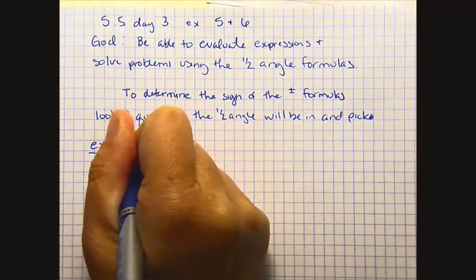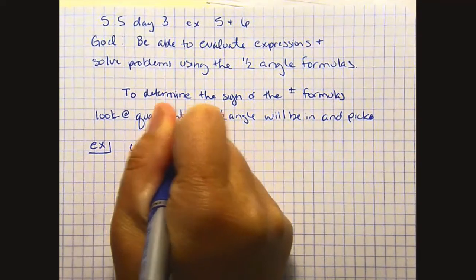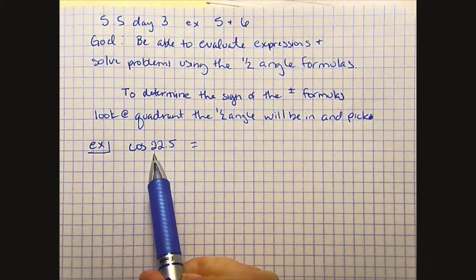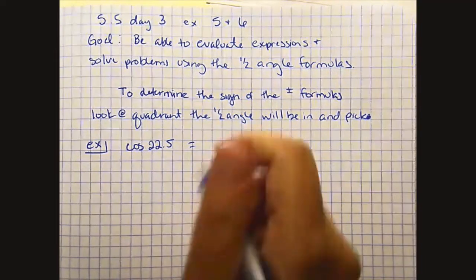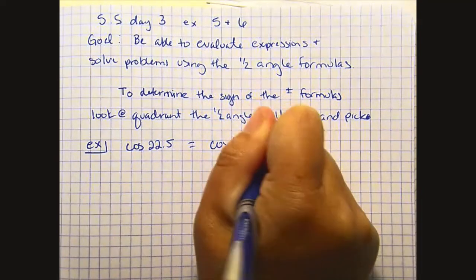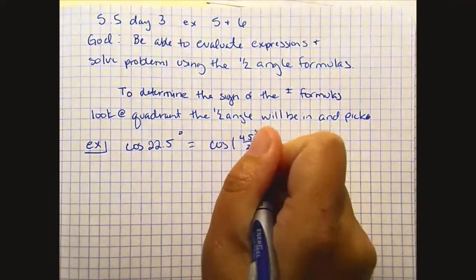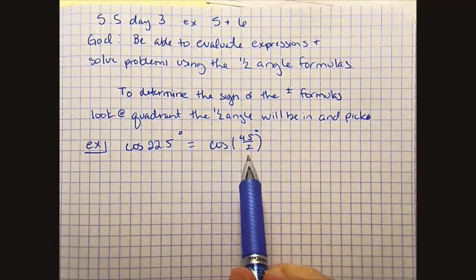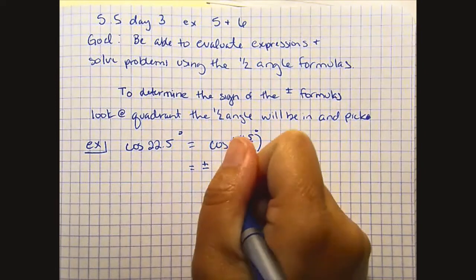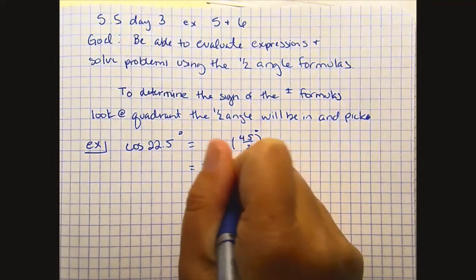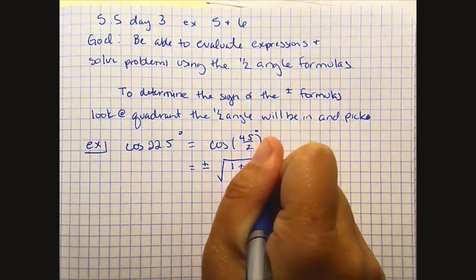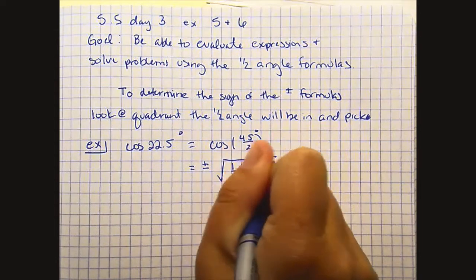We want to find cosine of 22.5. So the first thing you do is you figure out what angle 22.5 is half of. Oh, it's half of 45. So we'll write it as cosine of 45 over 2. And this will be on the unit circle, by the way. And so now we go to our cosine formula and we plug in. And we go plus or minus, and the cosine formula is the square root of 1 plus cosine of the actual angle, 45 degrees, all over 2.